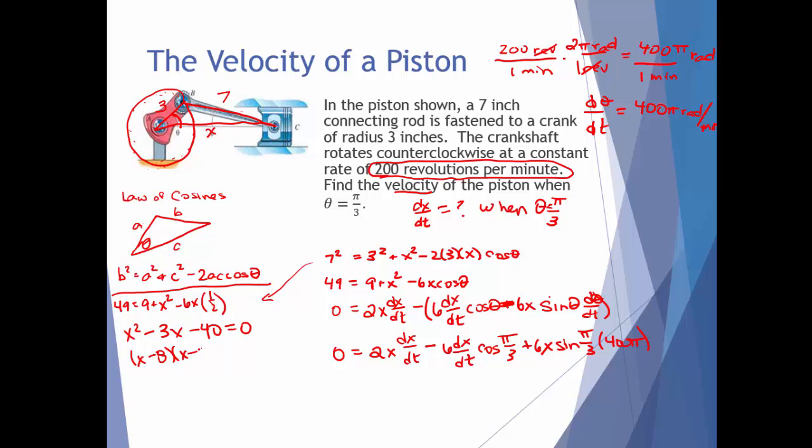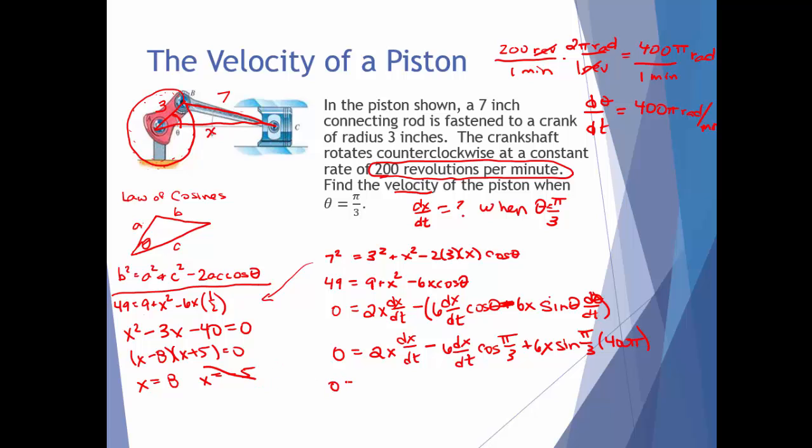2x minus 8 times x plus 5, which says this quadratic has two solutions, x equals 8 and x equals negative 5. But given that this x is representing the distance between the piston and the center of the crank, then x equals negative 5 is not a possibility, and x equals 8 is our only solution to the quadratic relevant to this particular application. So x equals 8 is going to go in here.